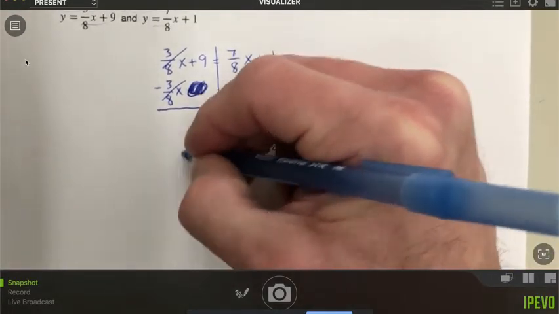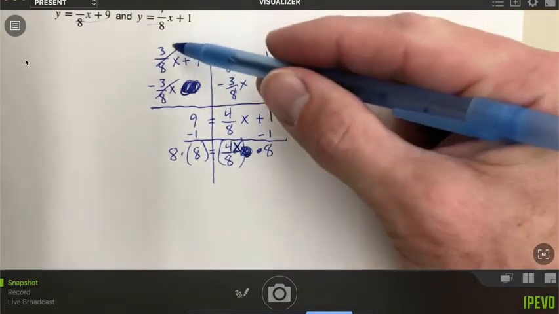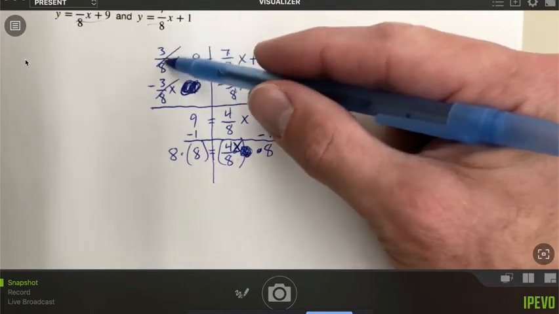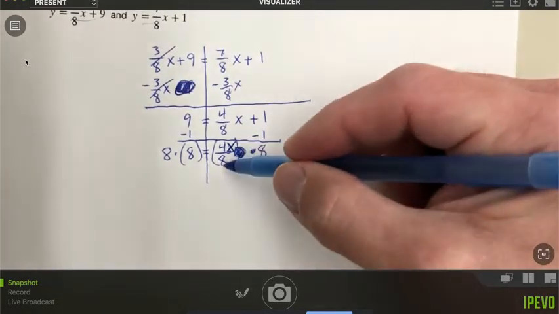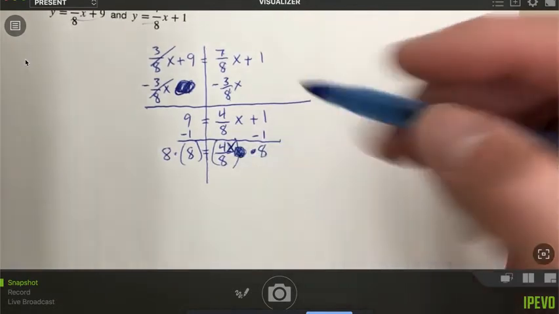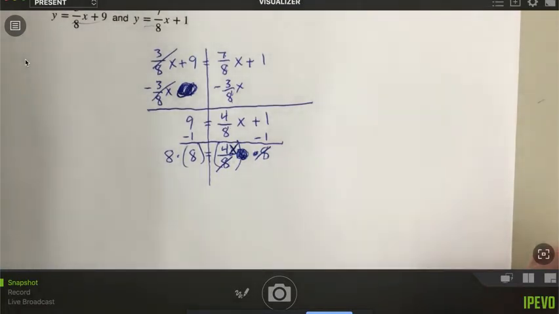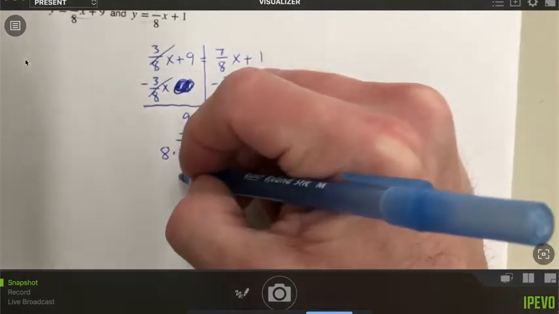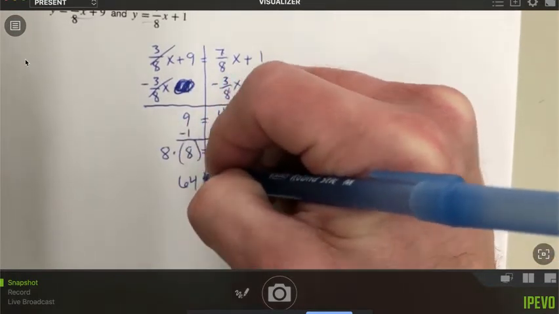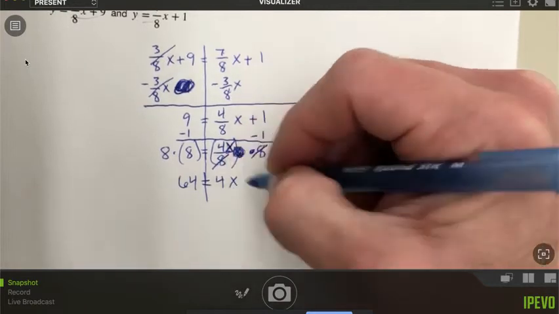both sides by 8. So just like here, when I have a positive 3/8 and I subtract from both sides, it's gone. Here, if I'm dividing 8 by 8, but then I multiply by 8, that's going to eliminate my denominator. So 8 times 8 is going to be 64, equals, my denominators have been eliminated, leaving me with just 4x.